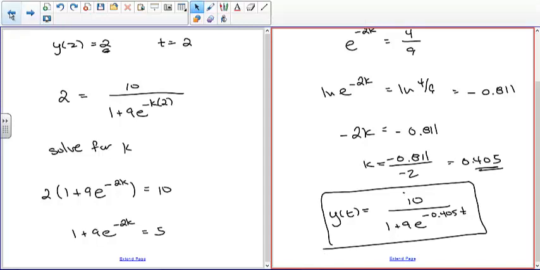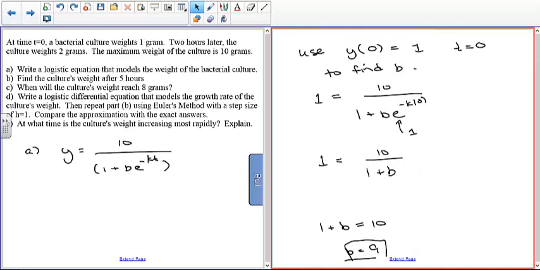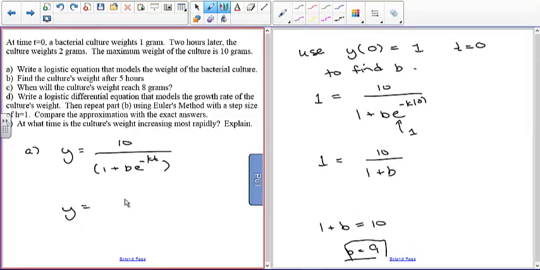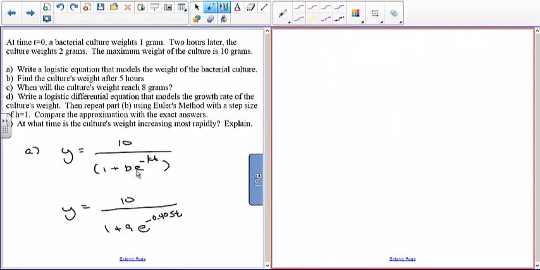So that's the first part. So let's just write it down here: y equals 10 over 1 plus 9 e to the minus 0.405 t. Okay. So next thing, find the culture's weight after 5 hours. So all you have to do there, once you have the equation, what is y of 5? Question mark. So all you do is you plug in t equals 5. So why don't you go ahead and do that part. Make sure you know what you're doing with your calculator. So plug in 5.